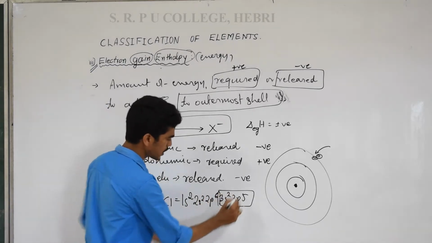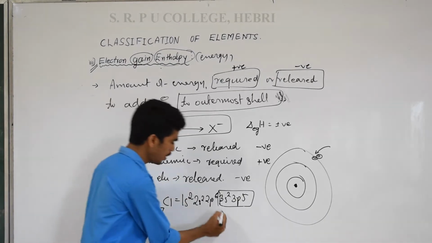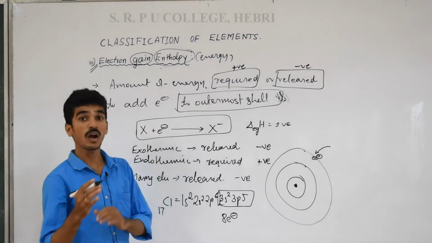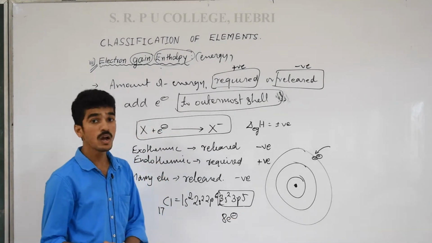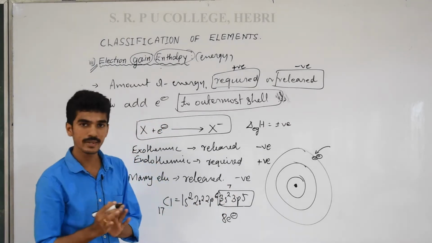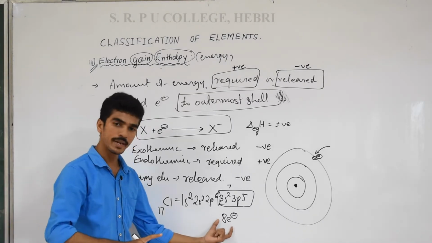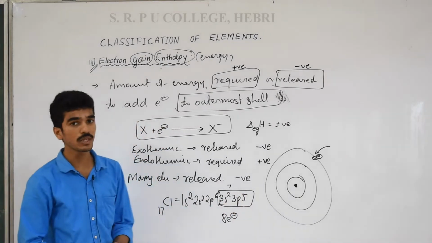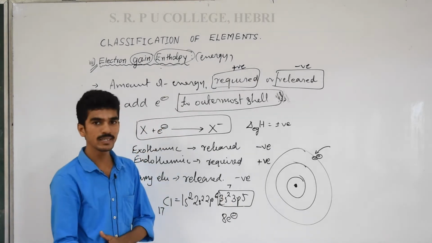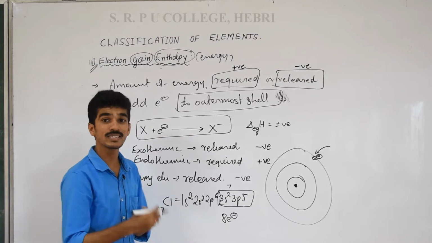Just observe 3s2 3p5. I already told you that the stable electronic configuration has 8 electrons in the outermost shell. But here only 7 electrons are present. It requires 1 electron. If 1 electron is added, it becomes 8, that is 3s2 3p6. That's the most stable condition. That's why energy is released here, because it already required 1 electron. So when the electron is added, energy is released.